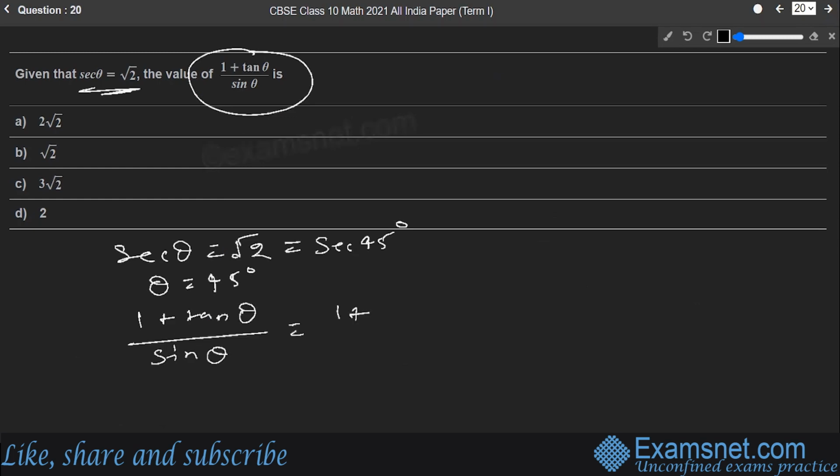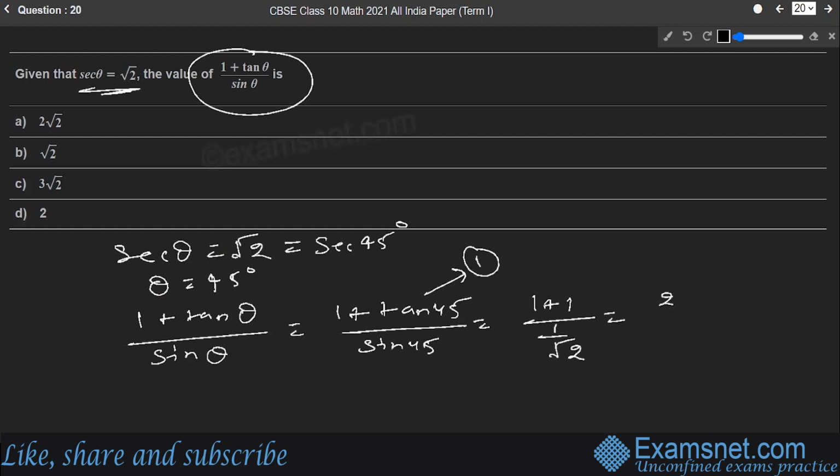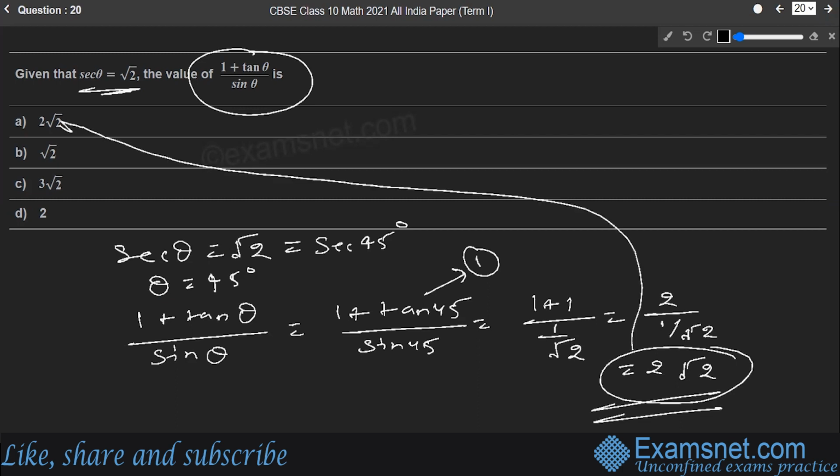So (1 plus tan 45) over sine of 45. If we solve this further, this gives us 1 plus 1, because the tan 45 value is nothing but 1. The sine 45 value is 1 by root 2. So this is going to be 2 divided by 1 by root 2. If we solve this further, this gives us ultimately 2 root 2, which is available in option A. So that becomes the right answer.